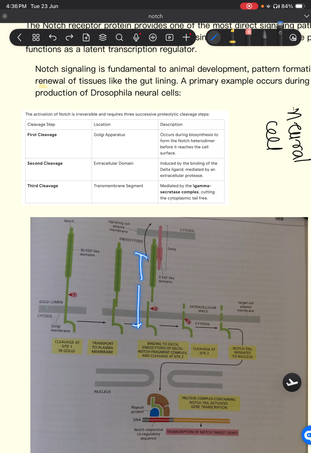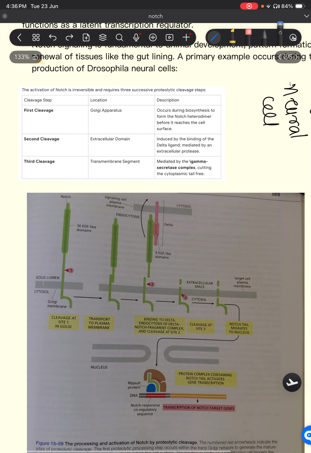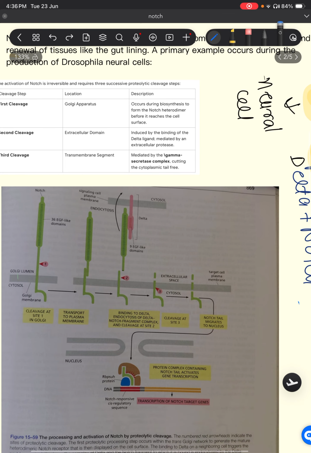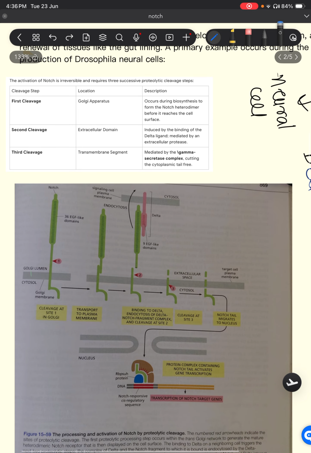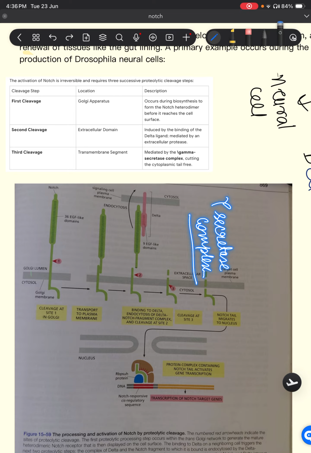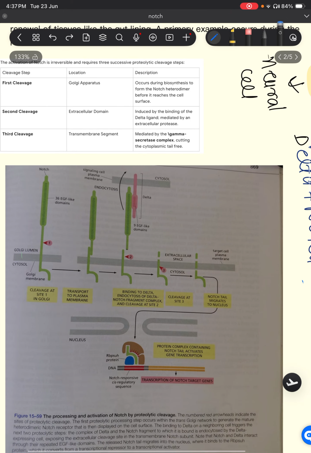Now these fragments are moving apart, right? This will expose the cleavage site too. So the second cleavage occurs in the extracellular domain. Now after the second cleavage in the transmembrane segment, the third cleavage will occur with the help of gamma secretase complex. This is the complex through which cleavage number 3 will occur.